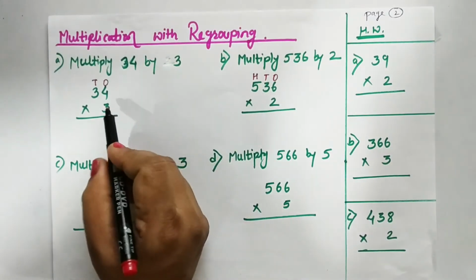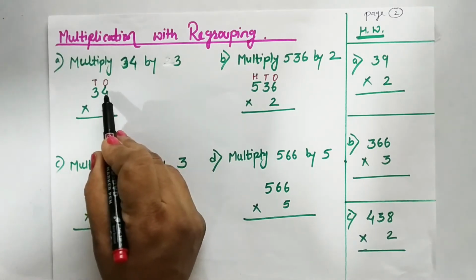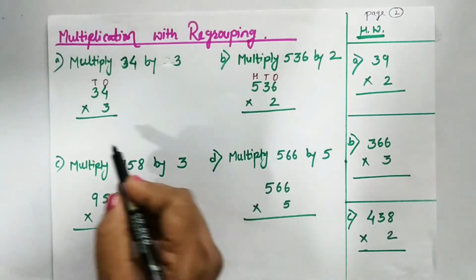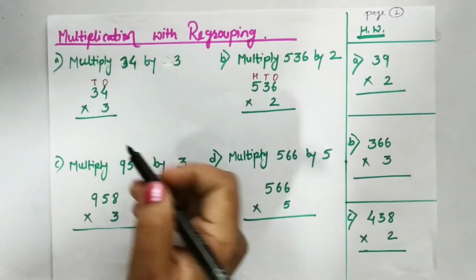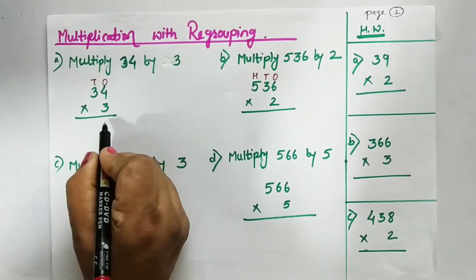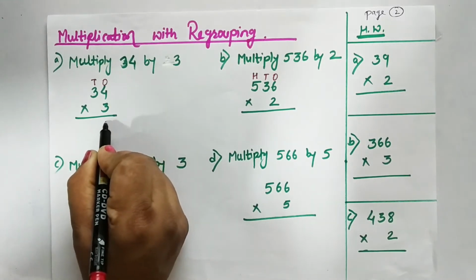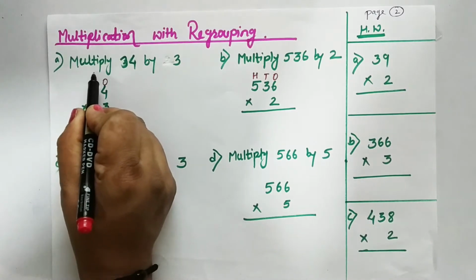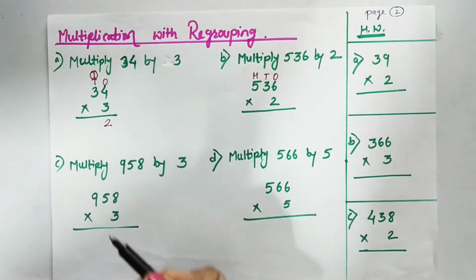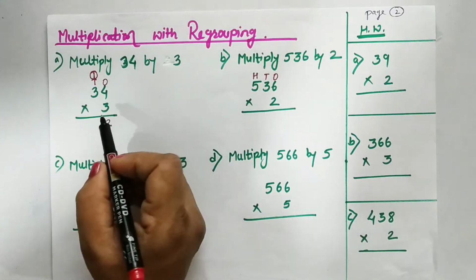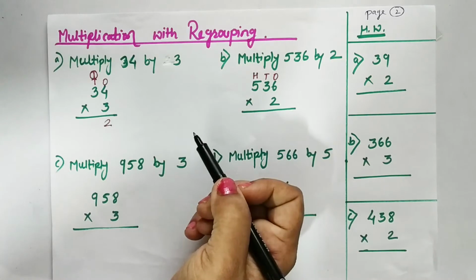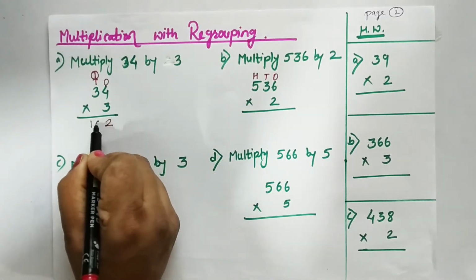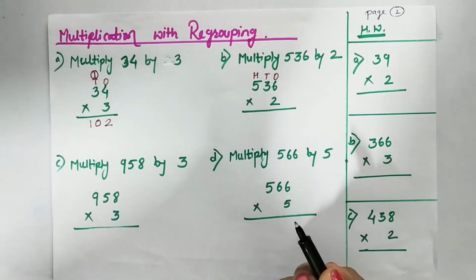So start from the ones place. This is 34, ones place, tens place. Write the number 3 below the ones place. Now 3 4s are 12. So you have to write 2 over here and 1 you have to carry forward to the tens place. Give 1 to the tens place. Write it above. Now 3 3s are 9, 9 plus 1 is 10. This way you have to do multiplication.